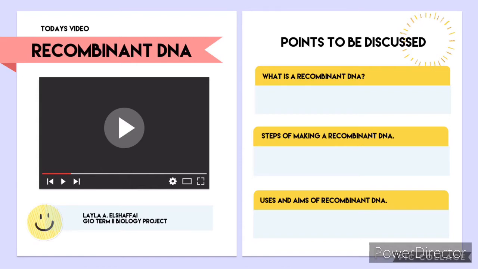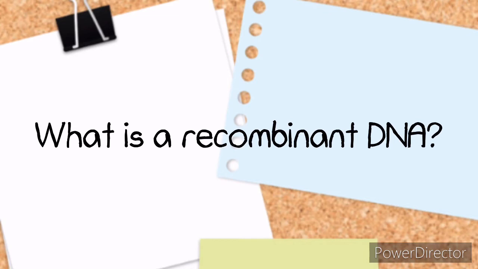We're going to be discussing 3 points. The first one is what is a recombinant DNA. The second is the steps of making a recombinant DNA, and the final one is the uses and aims of recombinant DNA. Okay, so let's begin with the first point. What is a recombinant DNA?